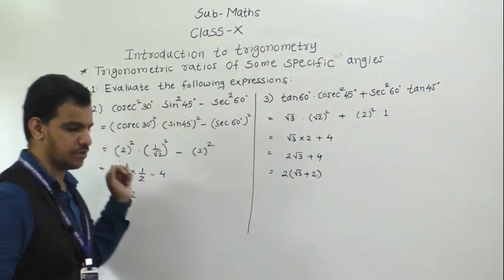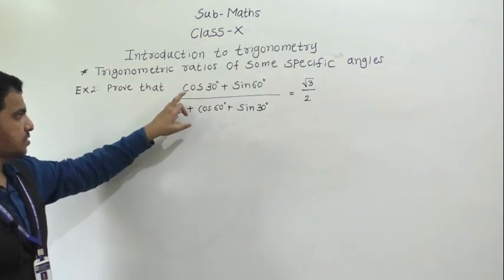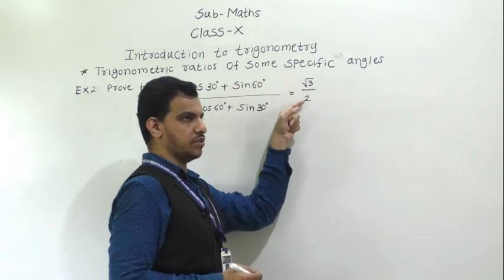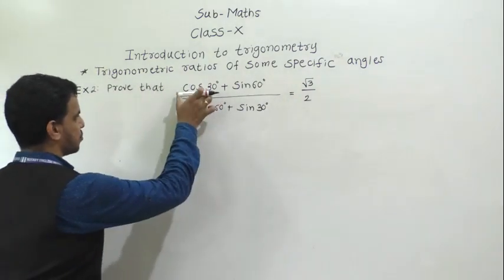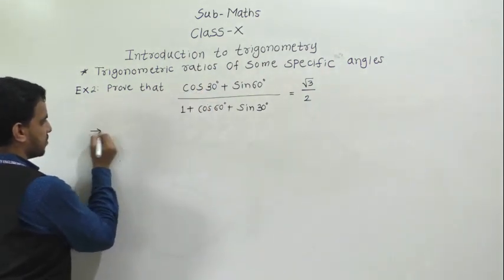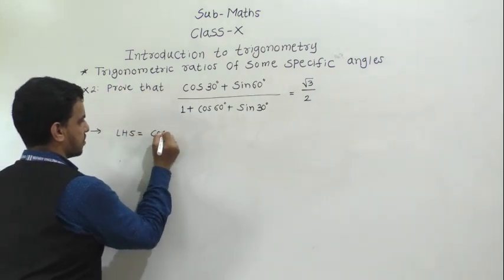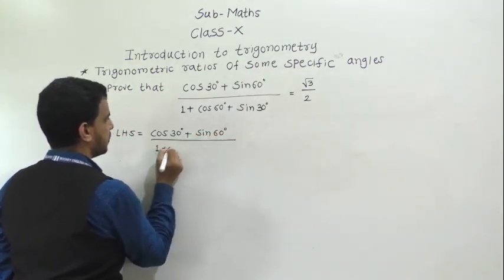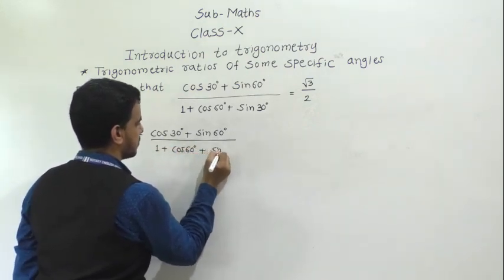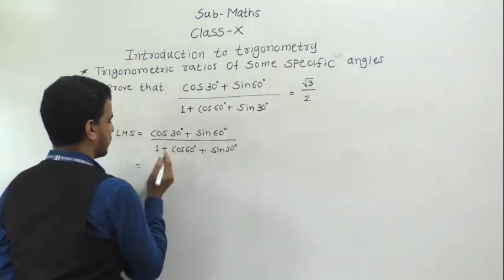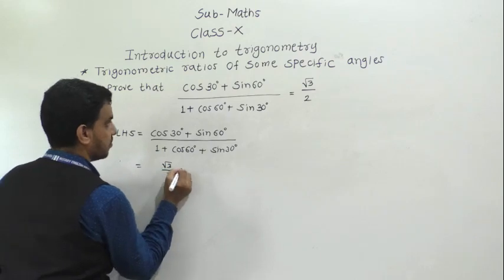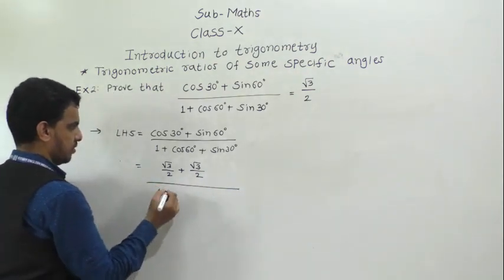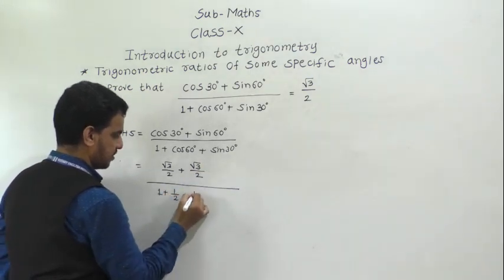Now we will take next example. Second example is prove that cos 30 degree plus sin 60 degree upon 1 plus cos 60 degree plus sin 30 degree is equal to root 3 by 2. Now we will take LHS and we have to put values of these trigonometric ratios. So LHS is equal to cos 30 degree plus sin 60 degree upon 1 plus cos 60 degree plus sin 30 degree. Now put values: cos 30 is root 3 by 2, plus sin 60 is again root 3 by 2, divided by 1 plus cos 60, that is 1 by 2, plus sin 30 is 1 by 2.